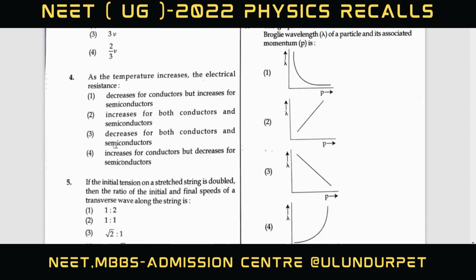Fourth question: as the temperature increases, the electrical resistance. The answer is option 4: increases for conductors but decreases for semiconductors.